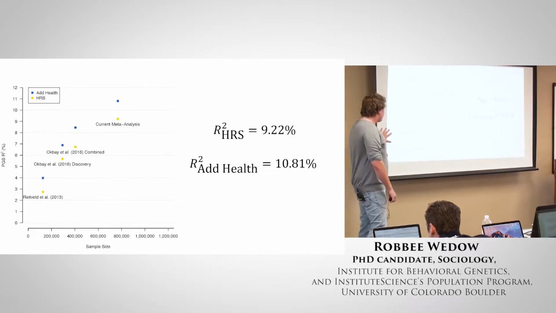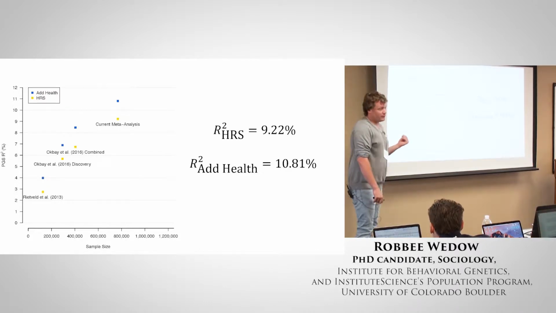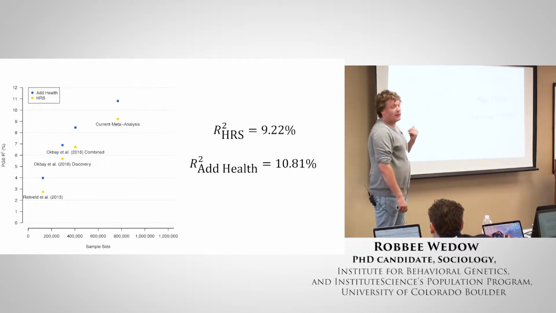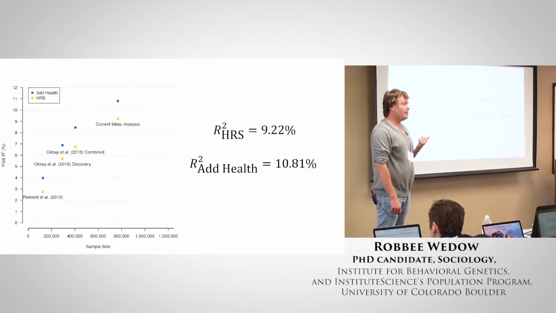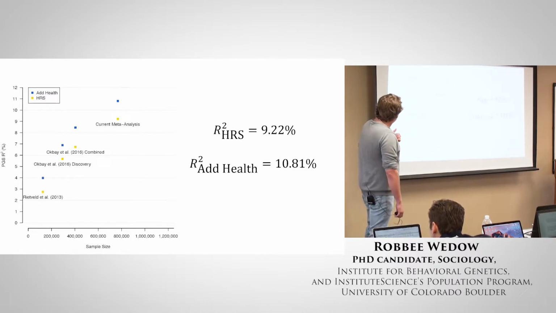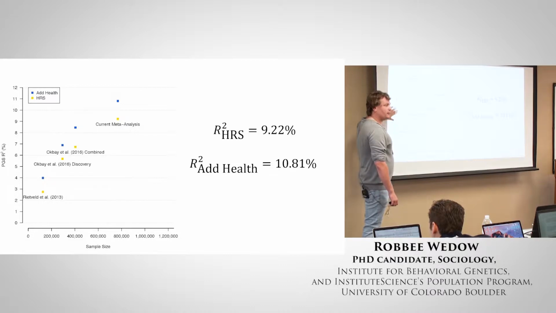This graph on the left shows the important relationship between increasing sample size and increasing predictive power of a polygenic score, like we've talked about. So here, the dots represent the different sample sizes for the EA meta-analyses over time, starting back in 2013 with EA1 and going all the way up to the current meta-analysis that we're looking at today.